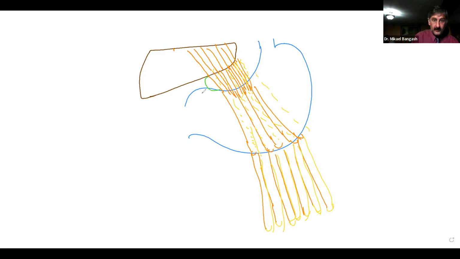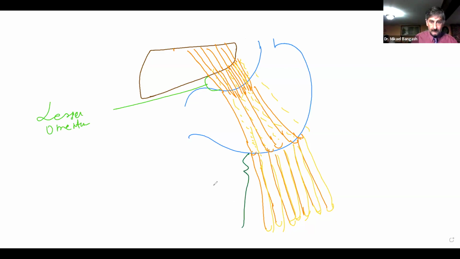Now, what do we call this? This is going to be the lesser omentum. And what do we call this? It's the greater omentum. Did that make sense? Yes, it did.